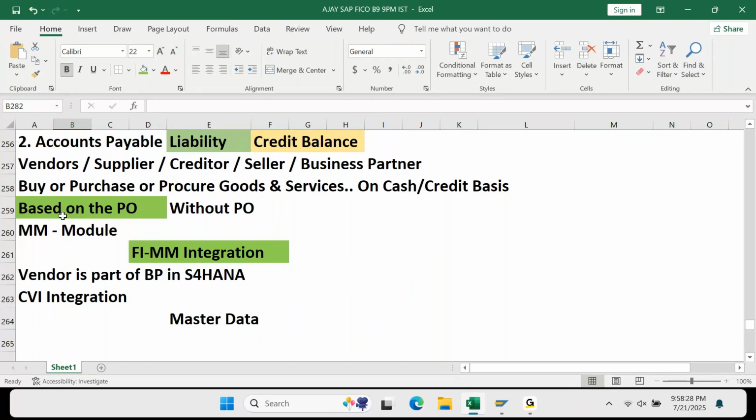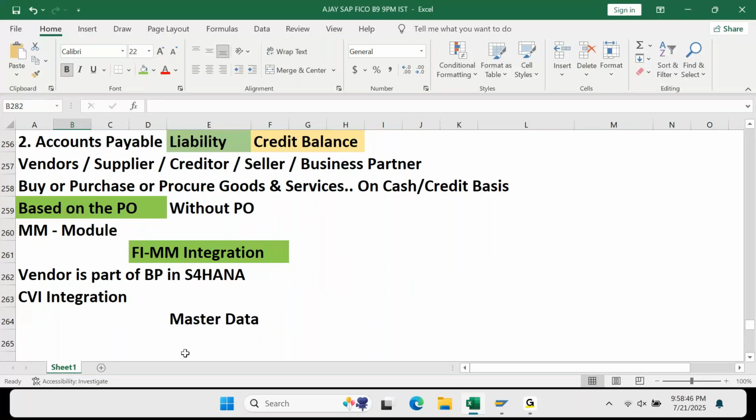Any spending is called an expense. Now your expenses are capex, opex: capital expenditure and operating expenses. Now you need to look at what you are purchasing from the vendor.